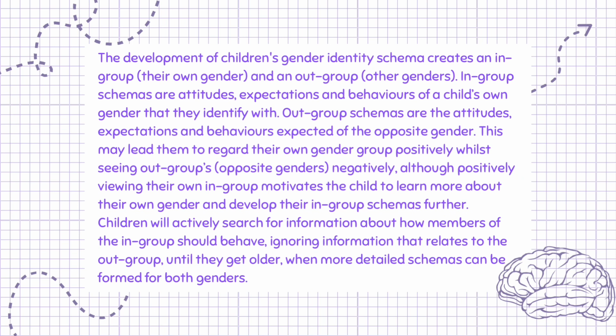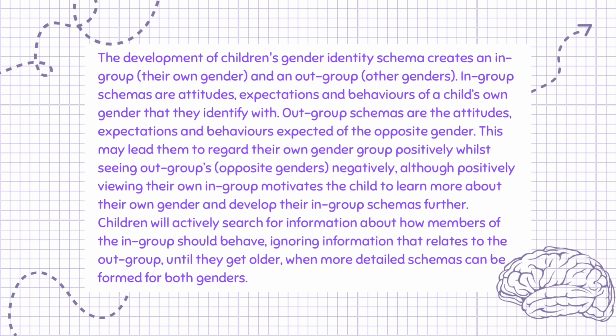In-group schemas are attitudes, expectations, and behaviors of a child's own gender that they identify with. Out-group schemas are the attitudes, expectations, and behaviors expected of the opposite gender. This may lead them to regard their own gender group positively whilst seeing out-groups, opposite genders, negatively, although positively viewing their own in-group motivates the child to learn more about their own gender and develop their in-group schemas further.